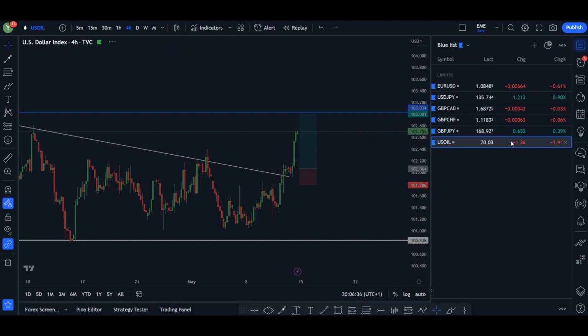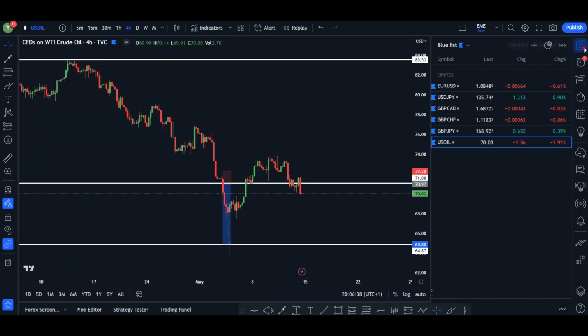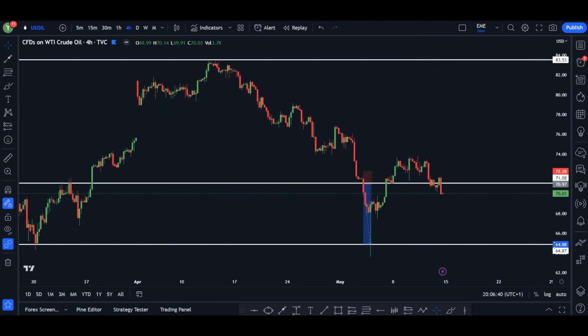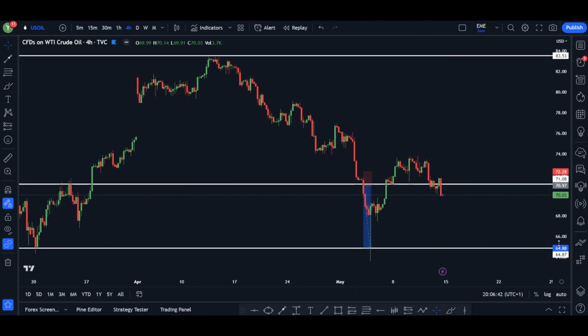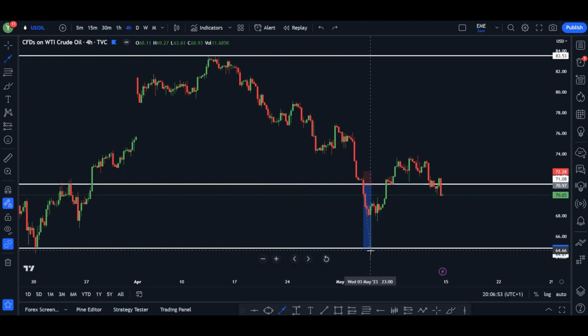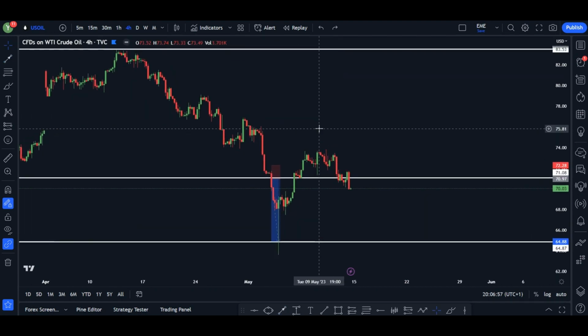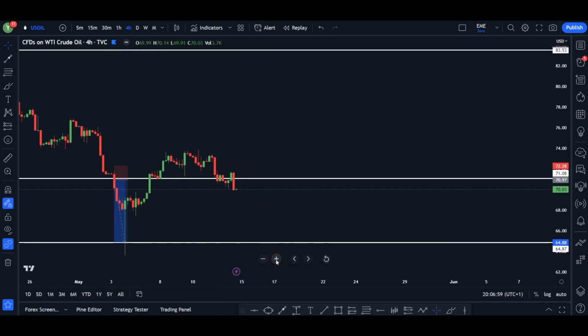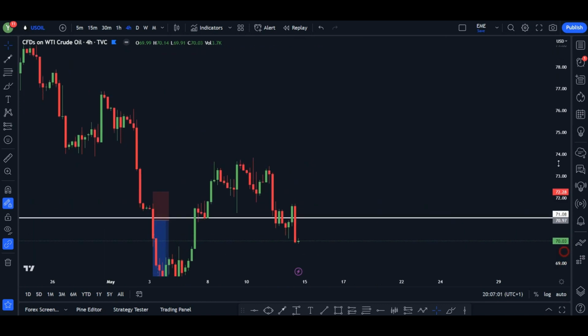So first off, let's take a look at oil. Oil is currently trading at $70 per barrel. I took some trade position on oil about 2 weeks ago or so, and it did collapse all the way to the downside. However, we're looking at oil to see what is likely going to present this week.